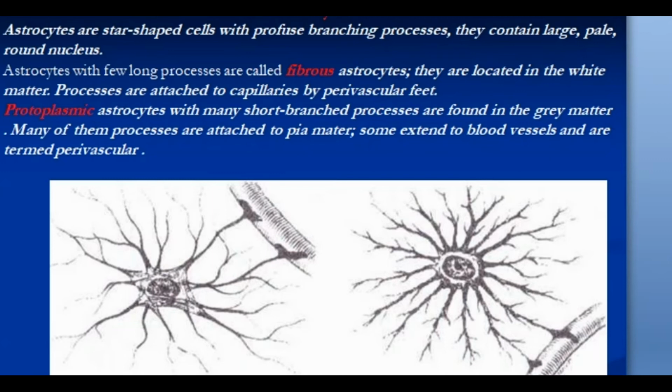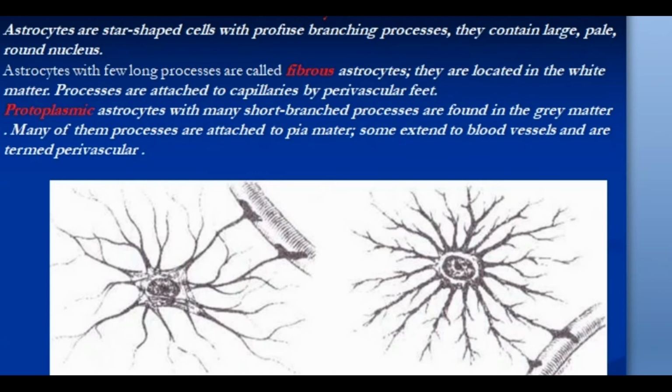Many of their processes are attached to the pia mater. Some extend to blood vessels and they form perivascular feet. They are connected with blood and they get nutrition straight from the blood. So they have a very important function: they get nutrients and provide them to neurons, which never connect with blood vessels. And they take an active part in the formation of the blood-brain barrier.